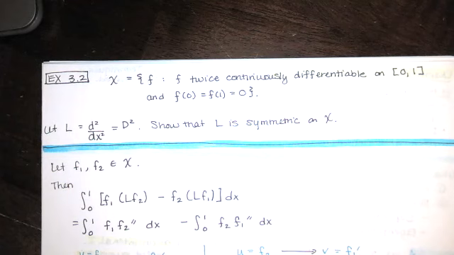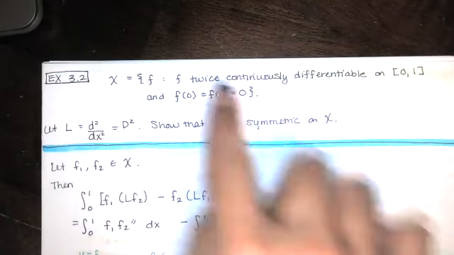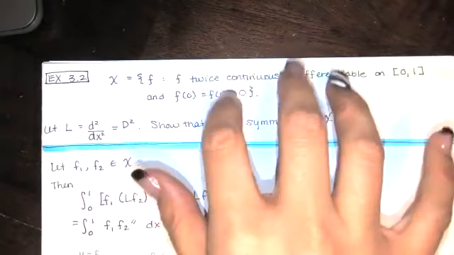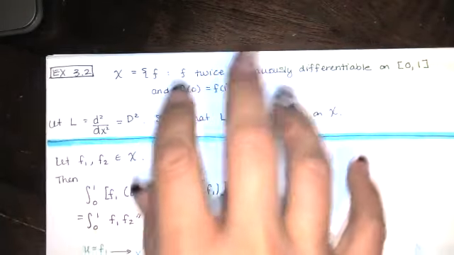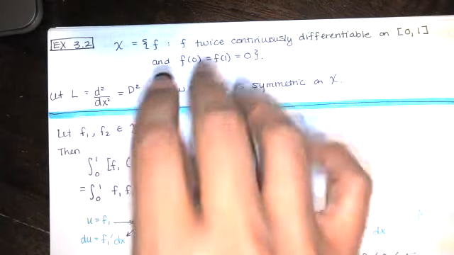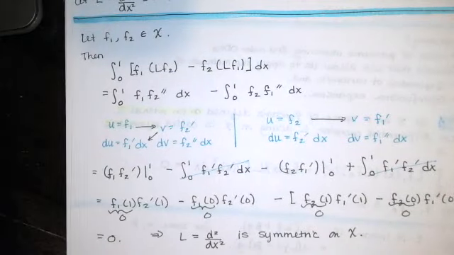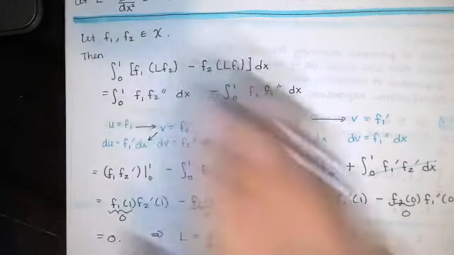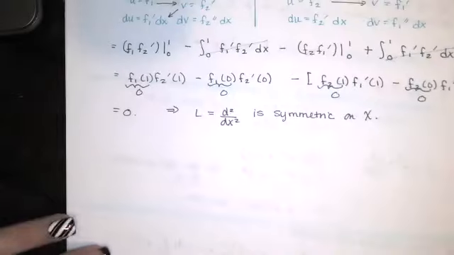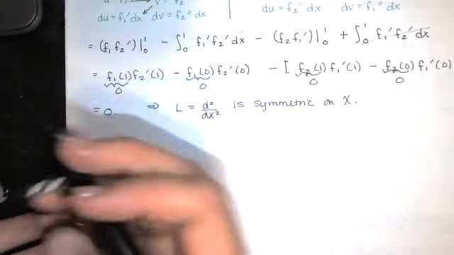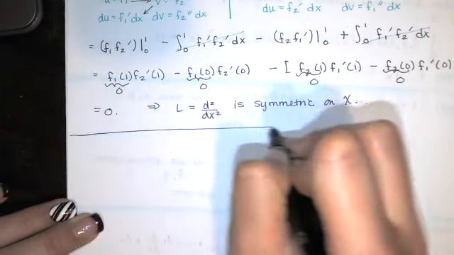In this example, we can show that this operator is symmetric, but it wouldn't necessarily be symmetric if this changed. So you have to take the conditions or the characteristics of the functions in that space of functions into account. All right, so that's our first definition, about symmetric operators on spaces of functions.